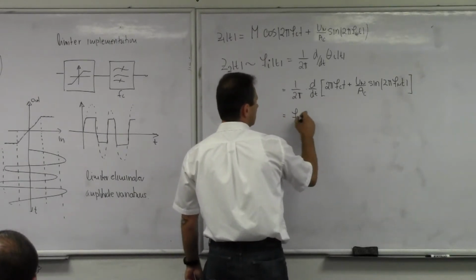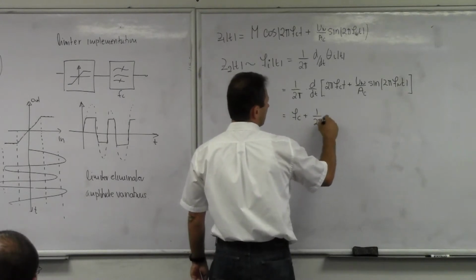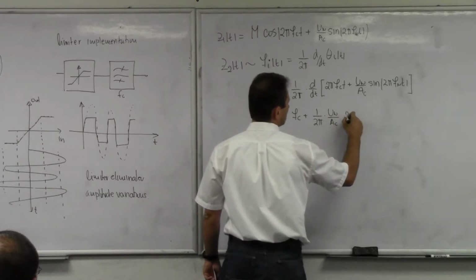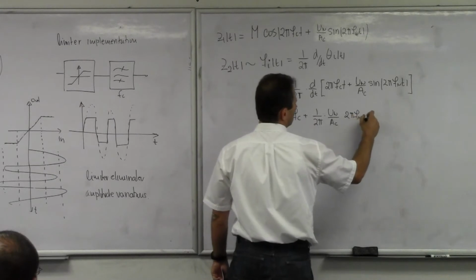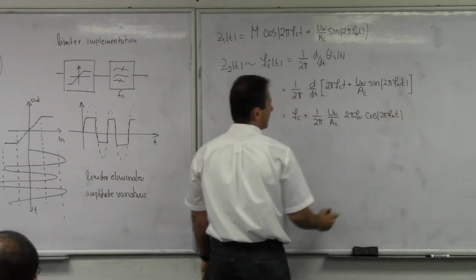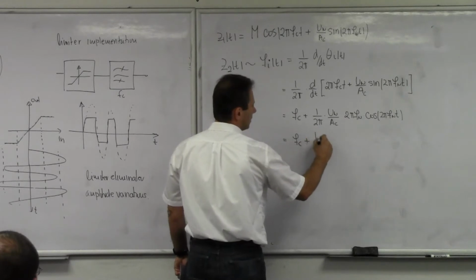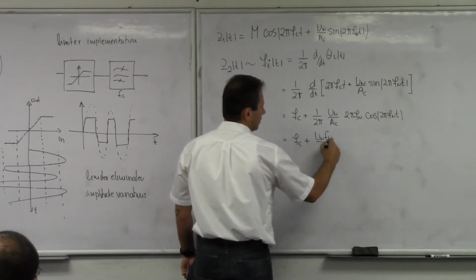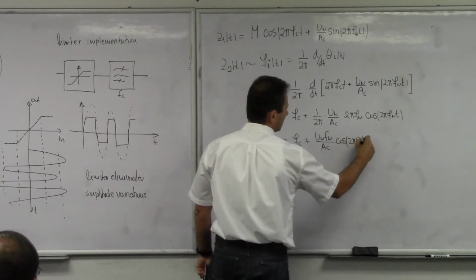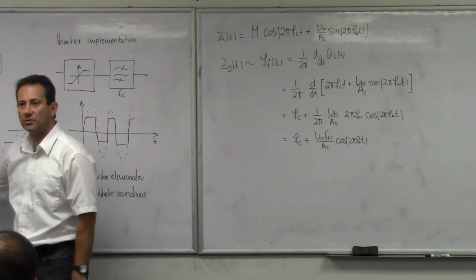Okay? Now when you take the derivative, you can see this 2 pi and 2 pi cancels. I have fc plus 1 over 2 pi times un over ac. Derivative of the sine is cosine, so I have 2 pi fn times cosine 2 pi fn t. And when I tidy this up a little bit, I get fc, 2 pi cancels, plus un fn over ac times cosine 2 pi fn t. So that's my Z2 of t after demodulation.